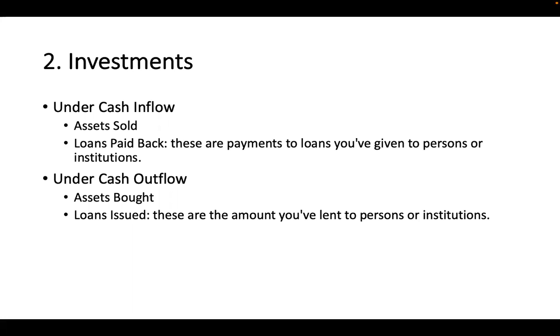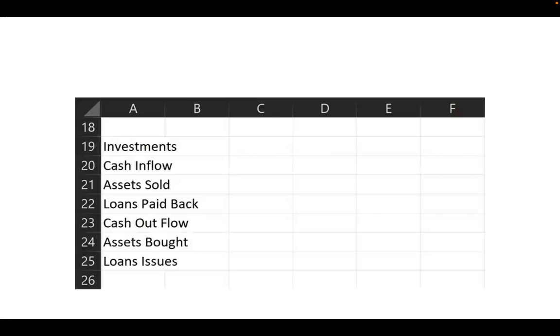And loan issued, this is the amount you have lent to a person or institution. अगर किसी को loan issue किया है institution या person को, तो this would come under the cash outflow. Okay, so this is how it would look like. Investments by way of cash inflows: assets sold, loans paid back. Cash outflow: assets bought, and loans issued.